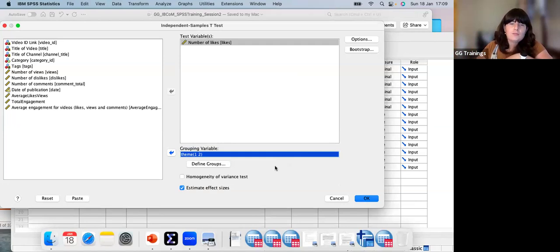Okay, so I'm just showing you on the off chance that they do want you to compare two groups that's not value 1 and value 2. Okay, it's a possibility.